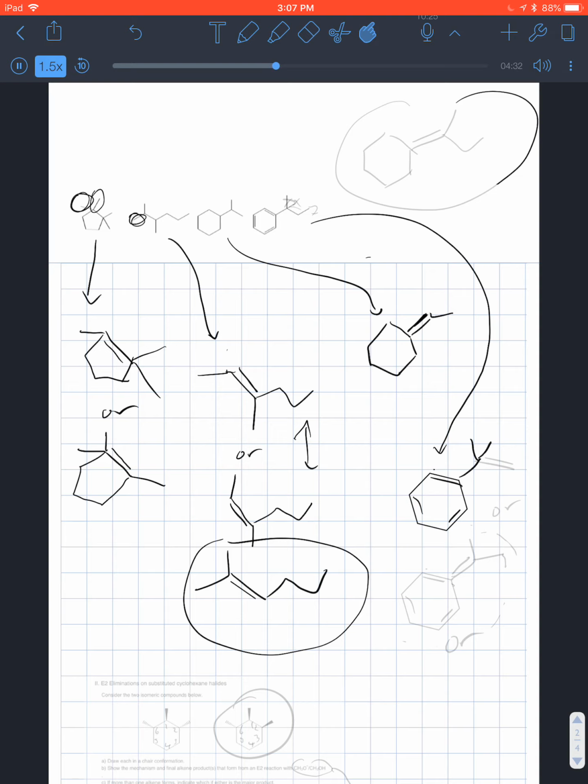this. Good. First things first, if this guy got eliminated, it would form a double bond on this one, so it looks something like this. Okay. The second option would be if the middle one got eliminated, and that would look something like this. This is already, I can tell, the most stable because it's in the middle of a bunch of carbon groups.